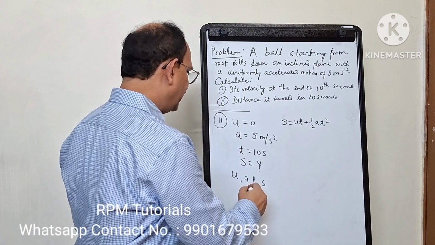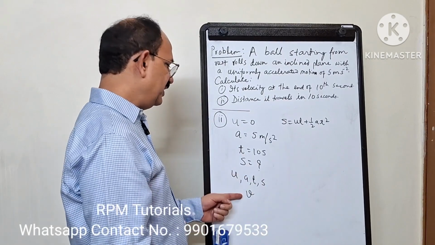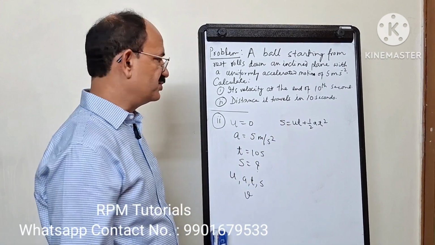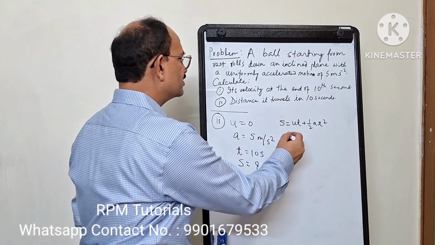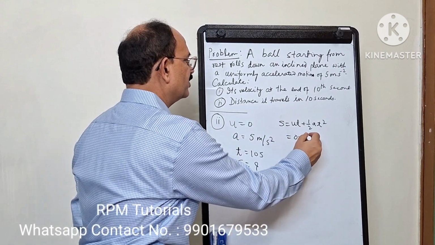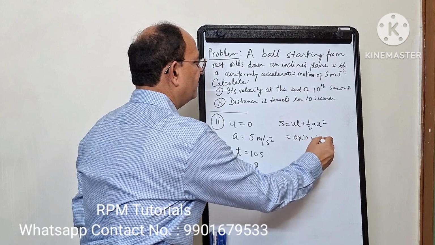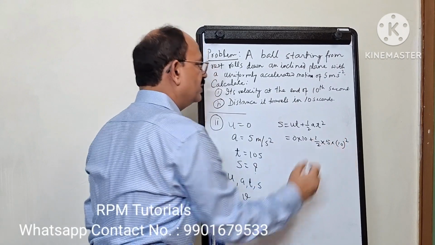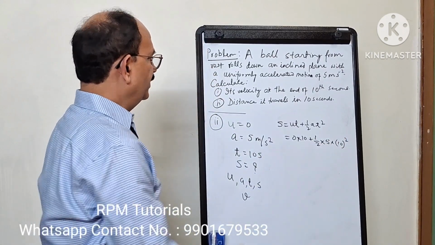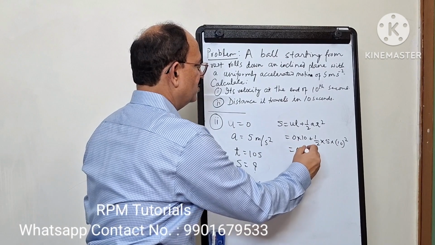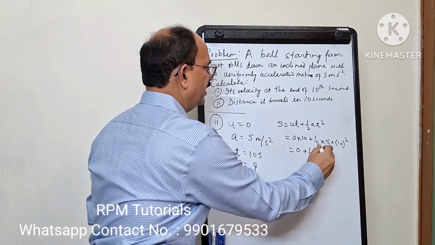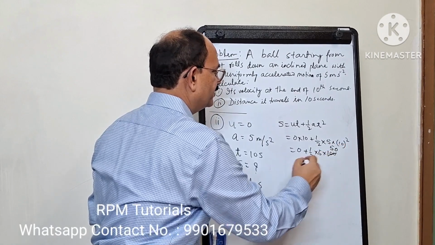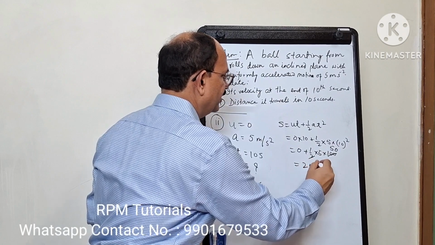Now let's try putting the values, but before that let's identify the missing variable approach also. In this case the fifth variable is v, and v is missing. From that also we can identify that this is the correct equation to be used. Now let's start putting the values. u is equal to 0, so 0 into 10 plus half into 5 into 10 the whole square. With this we can say this is 0 plus half into 5 into 100, and 2 into 50, so this becomes 250 meter.